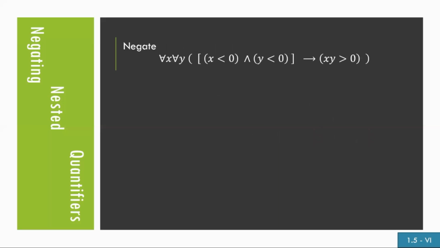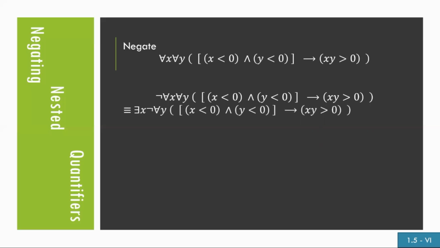Let's again turn our attention to a much more challenging example. So we want to negate the following statement. For all x and all y, if x is negative and y is negative, and I multiply them together, I will get a positive number. So we want to negate this. So we place that negation symbol outside, and let's push that negation symbol in.